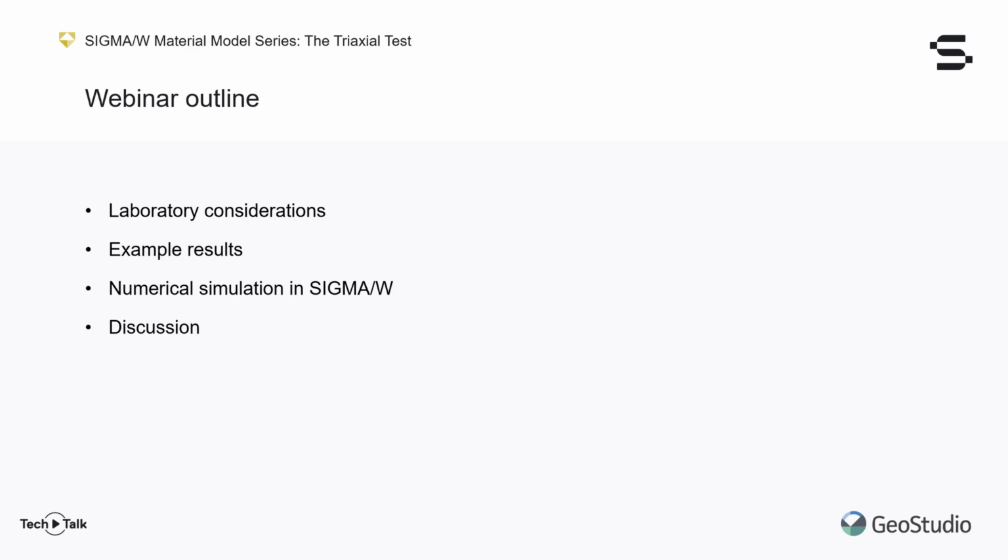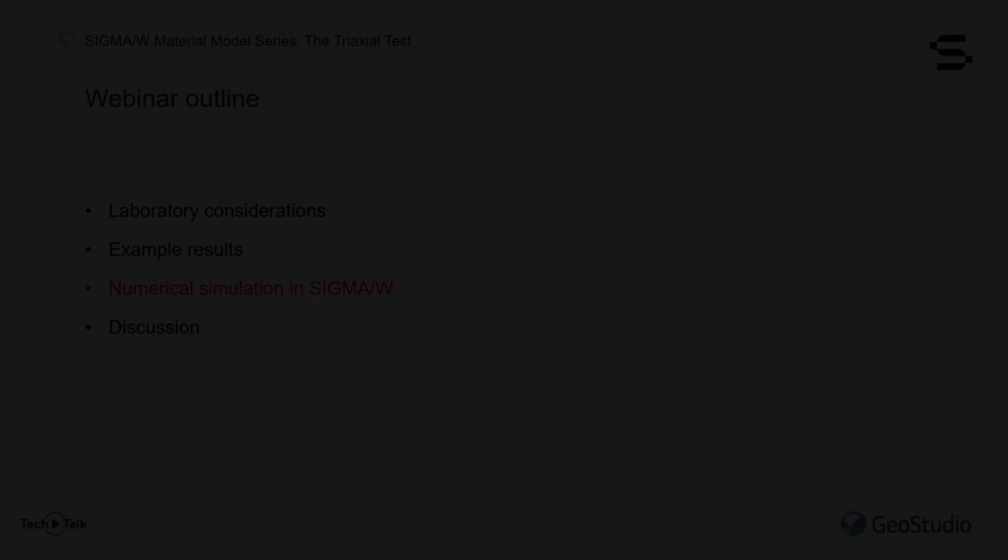Now that we have had a good overview of how triaxial tests are performed in the lab and what real results might look like, let us now shift gears and jump into Sigma W. The goal of this section of the presentation is to show how we would genuinely simulate the triaxial test in the software. We will also use the soil models we encountered this past year with the Sigma W Material Models series of webinars, namely Modified Cam Clay, NorSand, Hardening Soil, Soft Soil, and Sandy Clay.